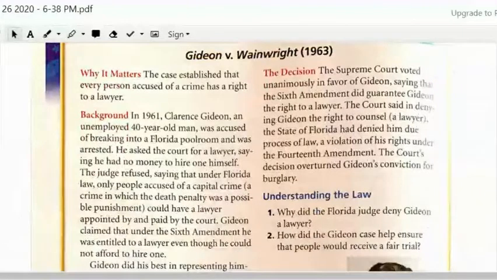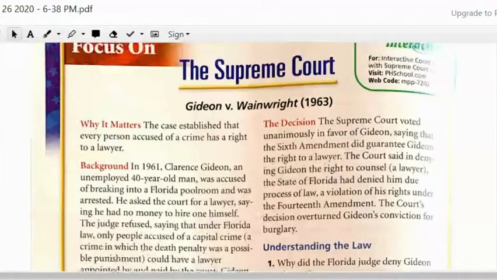Gideon versus Wainwright. This was a Supreme Court case that took place back in the 1960s. And this is an important case. So I'm going to read it to you before we move on to the rest of the section. The case established that every person accused of a crime has a right to a lawyer.